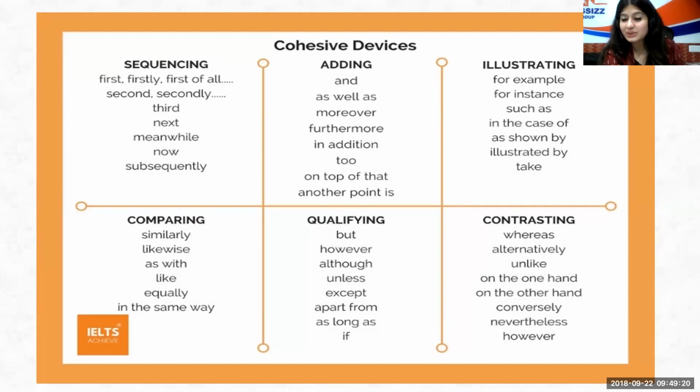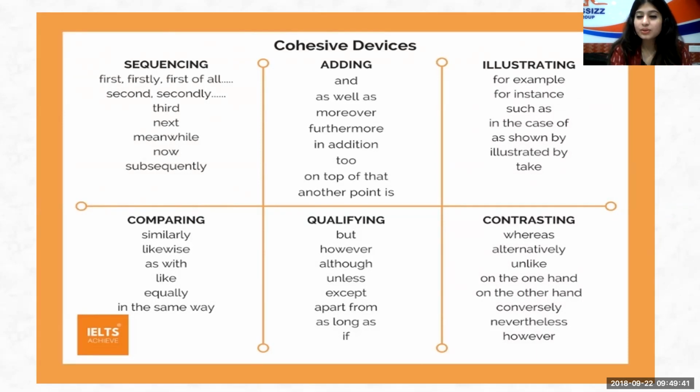When you start the main idea, you start it with firstly. When you go for the second idea, you go for secondly, thirdly, next. Avoid next, it's kind of a little informal. When you want to add another idea, use moreover, furthermore, in addition, to add on.